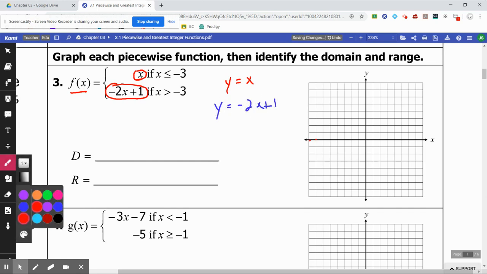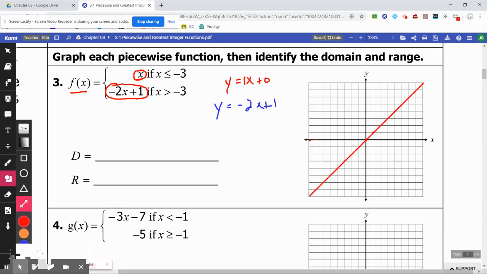Let's start with the red one, y equals x. If you don't remember, in slope-intercept form that has a slope of 1, a y-intercept of 0. So we're going to start here at 0, rise 1, run 1, and our graph would look something like this. Connect the dots, and you've got a linear equation. Let me connect them. And there you go.